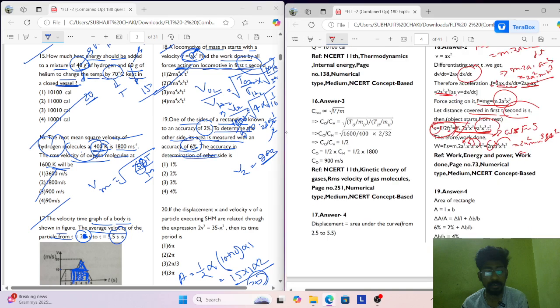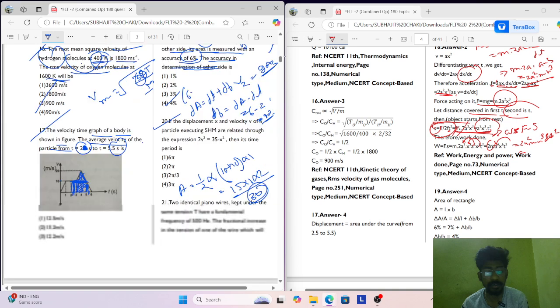Simply you can calculate. In the case of precision and errors, there is no application of any kind of multiplication or division of the errors. So nothing you have to do. Area, the error in area: dA equals dl plus db, where db is breadth. So db is dA minus dl. dA is 6%, this is 2%, therefore the answer will be 4%.